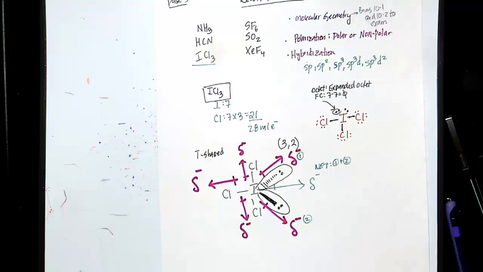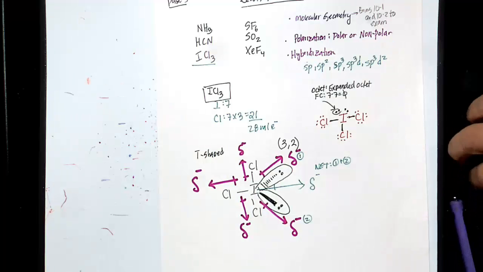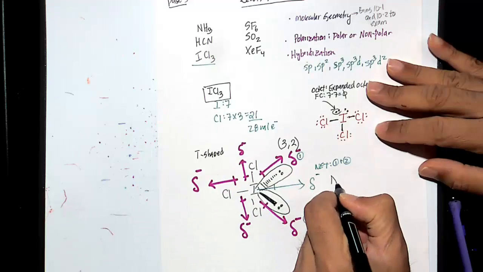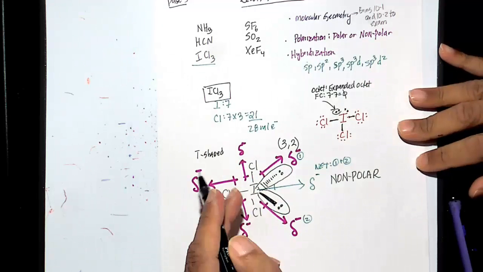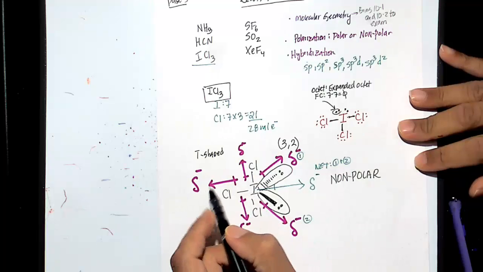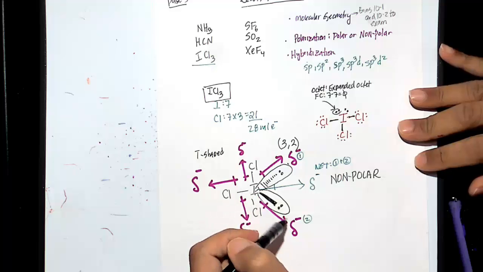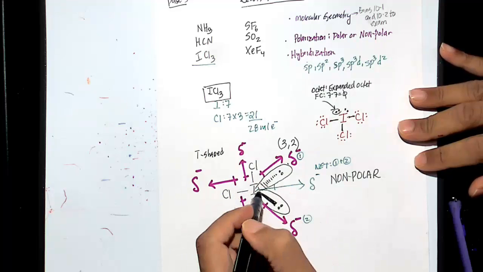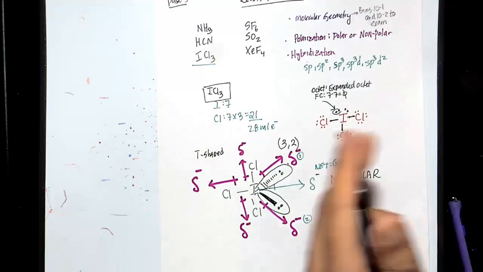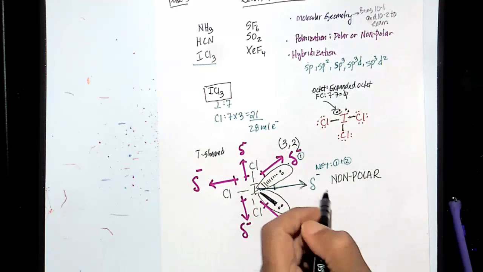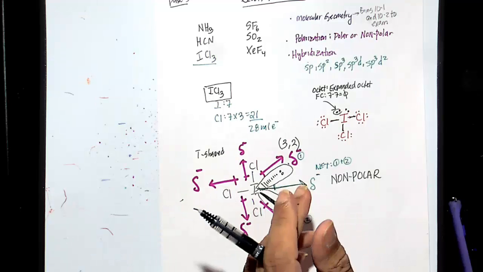So the correct answer in terms of polarity, is it polar or non-polar? The correct answer is going to be non-polar. This Cl is pulling up, that Cl is pulling down, this Cl is pulling this way, this pair of electrons is pulling at an angle, this pair at a down angle. The sum of this versus the sum of that, they build on each other, and it cancels out, so it's a non-polar molecule.